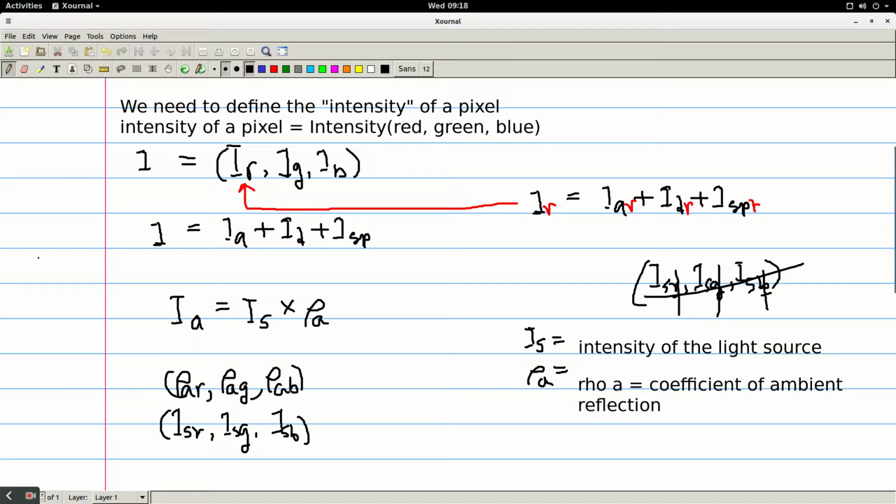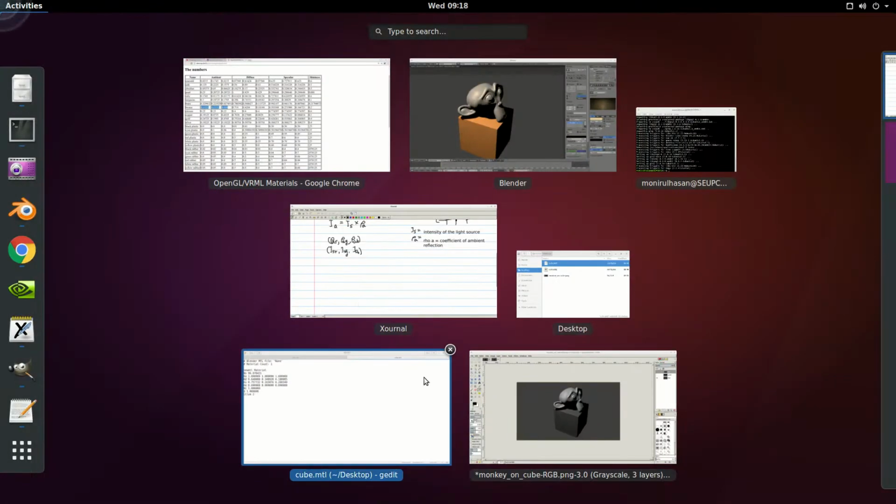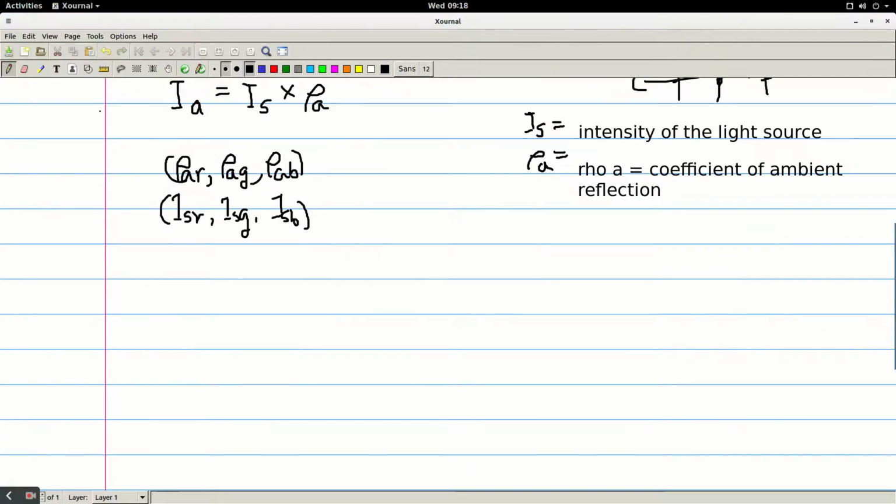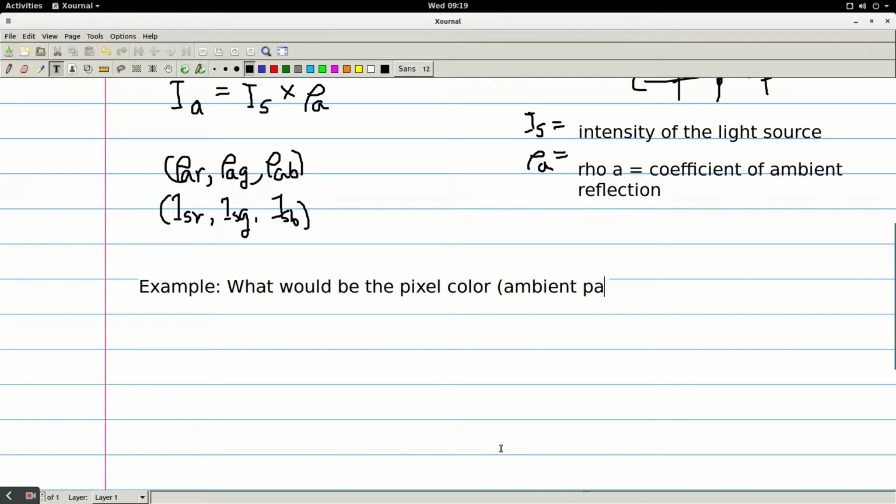So, to sum it up, let us just look at a concrete example. Let's say pixel color, and I'm just talking about the ambient part.